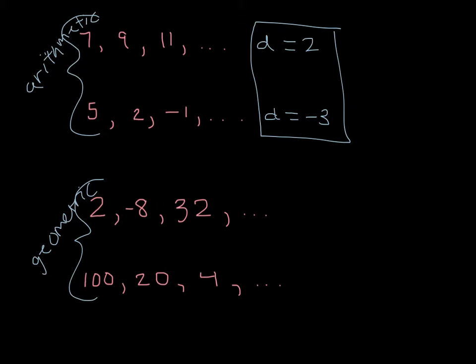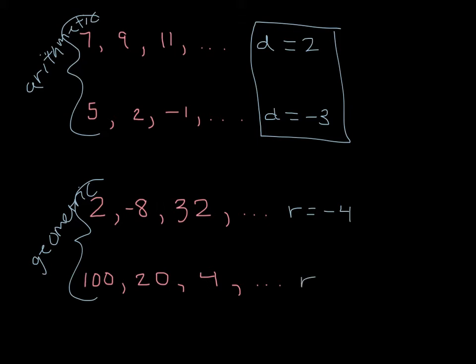Now with geometric sequences, we are multiplying to get the next term. So what we would multiply 2 times to get -8 would have to be -4. And that is what we call the common ratio. So for arithmetic, it's the common difference. For geometric, it's the common ratio. And then we can check our work. -8 times -4 would give us a positive 32. So a lot of times when that common ratio is negative, you'll see that sign flip-flop. In fact, you'll always see that sign flip-flop from positive to negative, positive to negative.